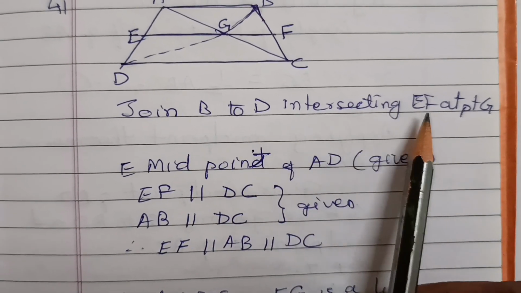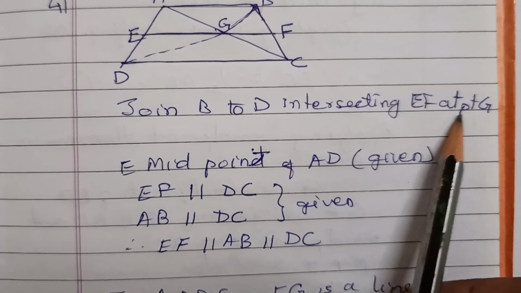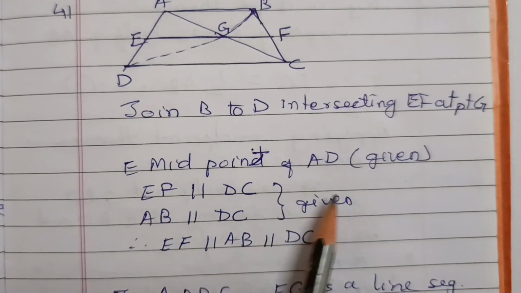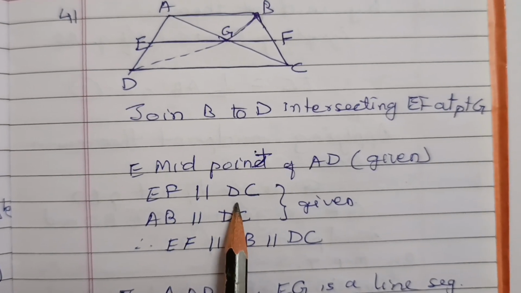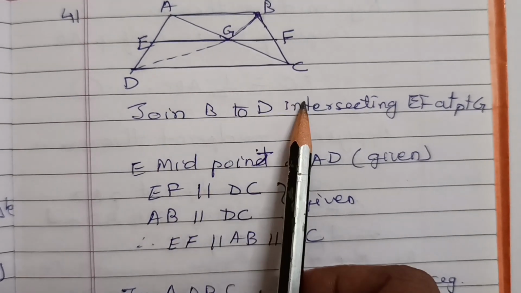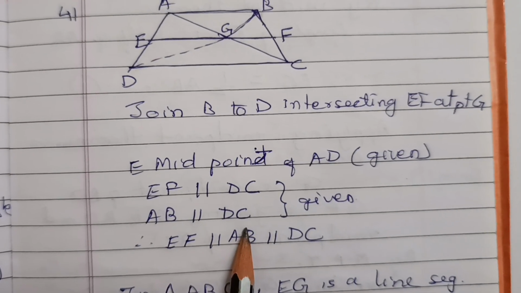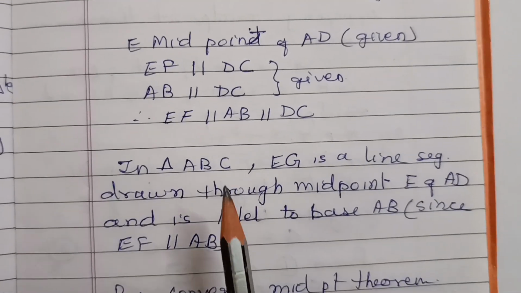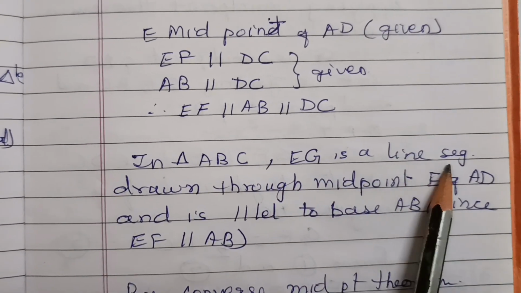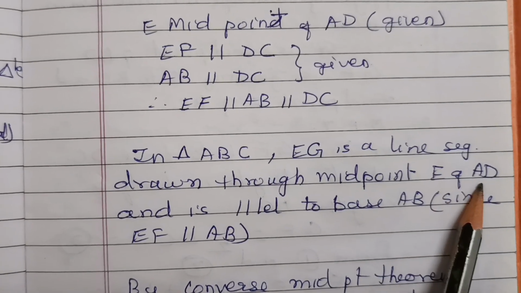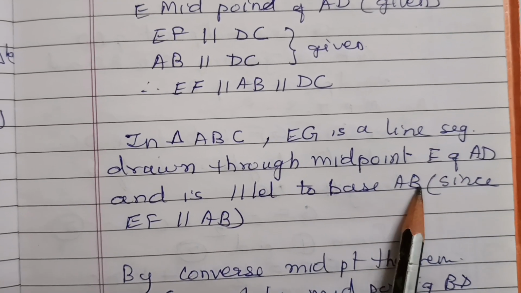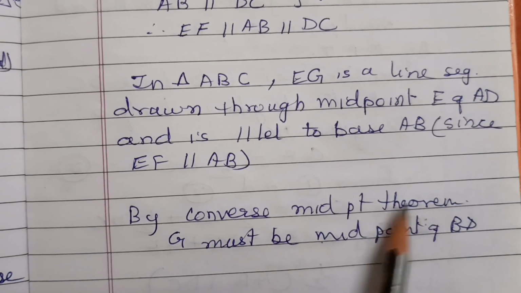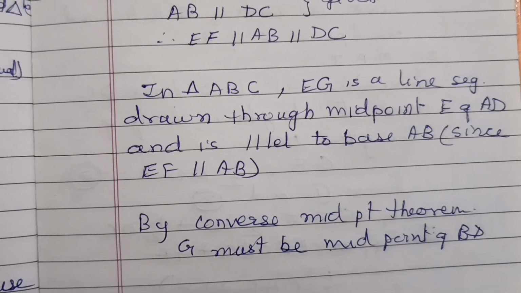Now join BD intersecting EF at point G. E is the midpoint of AD, which is given. First you have to write whatever is given. Then AB is parallel to DC, and EF is parallel to AB, which is parallel to DC. In triangle ABD, EG is a line segment drawn through the midpoint E of AD and is parallel to the base AB. By converse midpoint theorem, G must be the midpoint of BD.